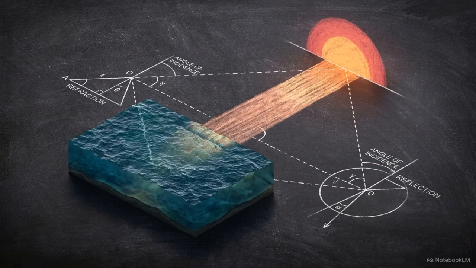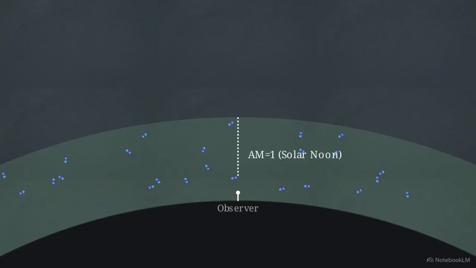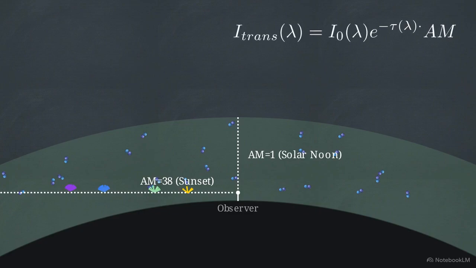At sunset, the geometric path of light through the atmosphere lengthens, a metric known as air mass. Light reaching an observer at sunset travels through up to 38 times more atmosphere than light at solar noon. The Beer-Lambert-Bouguer law dictates that as this optical depth increases, the transmission of shortwave light decreases exponentially. The blue and violet photons are scattered away long before the beam reaches the observer.